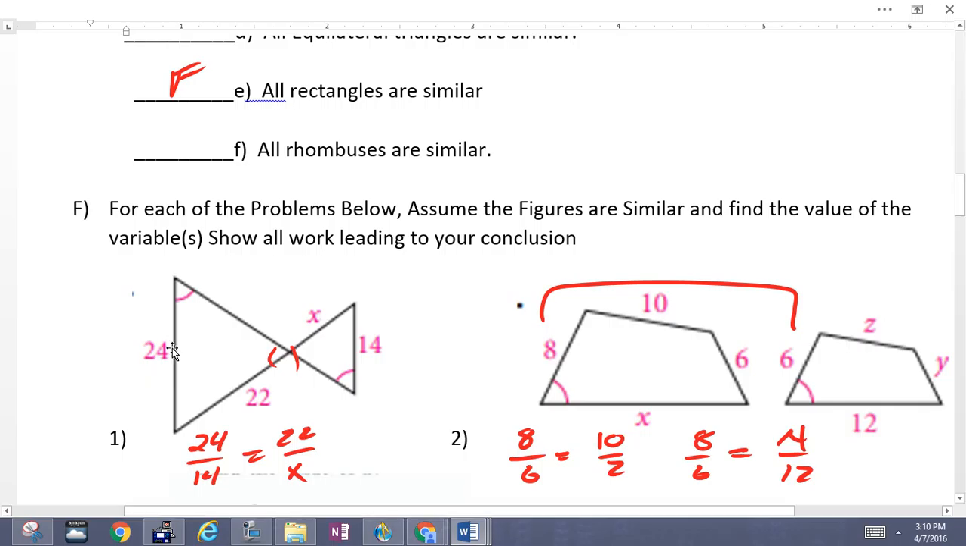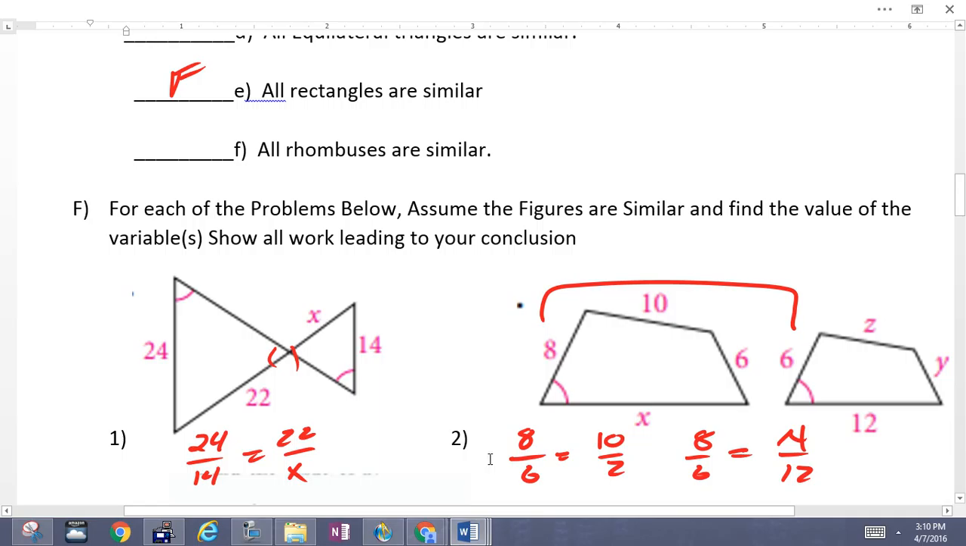We have corresponding sides. 24 is to 14, as the large is to the small, as 22 is to x. Cross multiply.